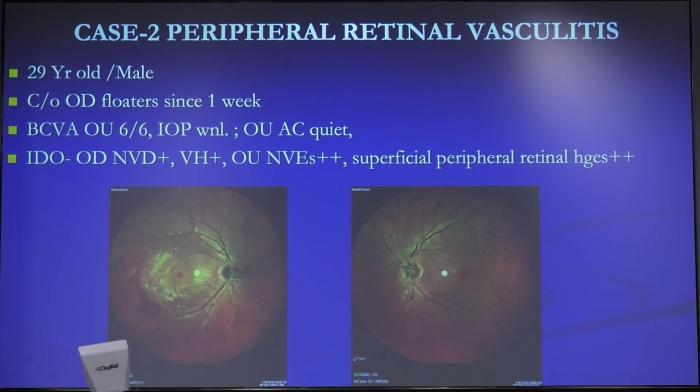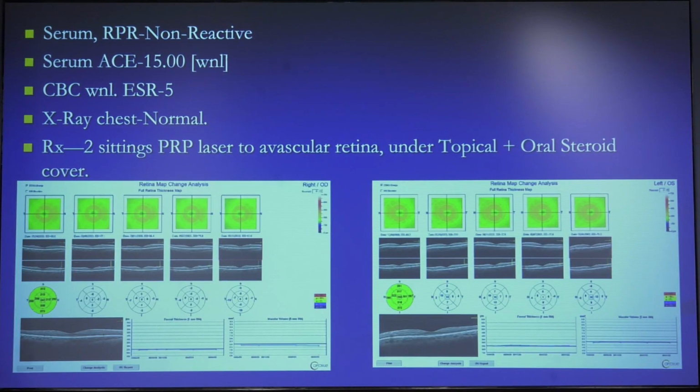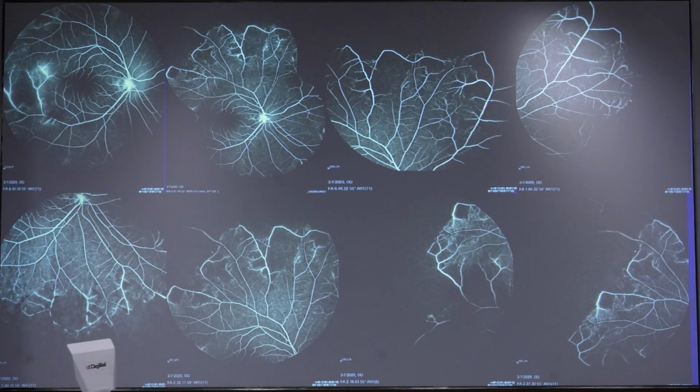This is another case of peripheral retinal vasculitis, again presenting with floaters for the past 1 week. Vision was 6/6 OU, and there was NVD in the right eye with vitreous hemorrhage, and both eyes had NVEs. This is what the FFA looked like. You can see gross capillary non-perfusion in the periphery, almost wiped out capillary bed. There is some perivascular staining, and in the right eye there is block fluorescence due to vitreous hemorrhage.